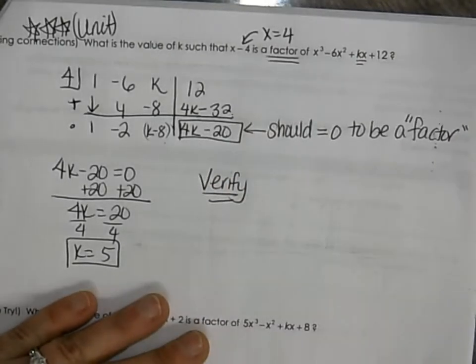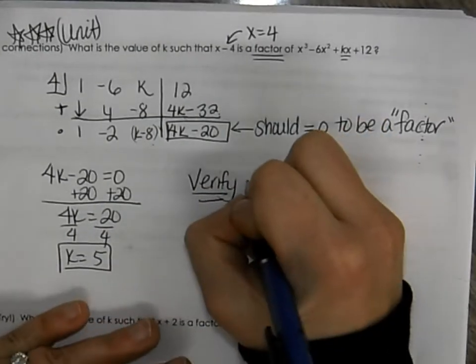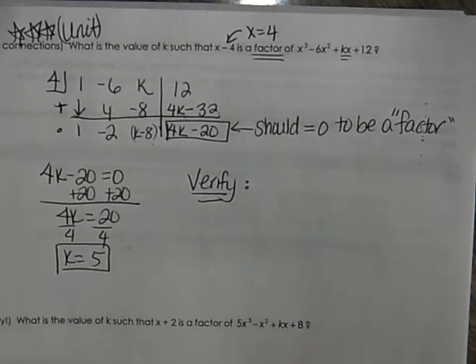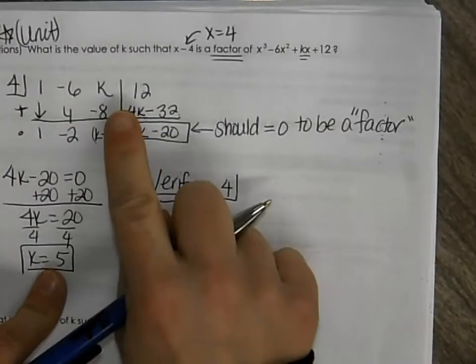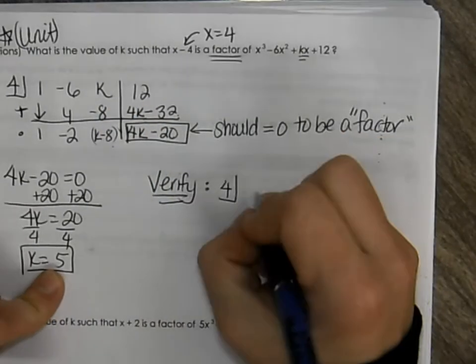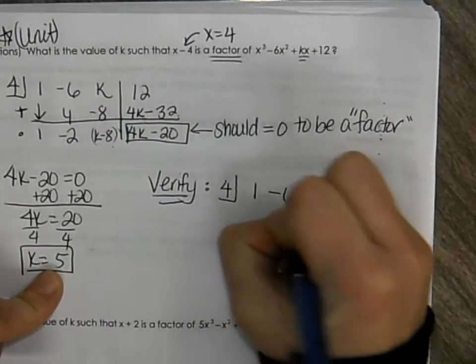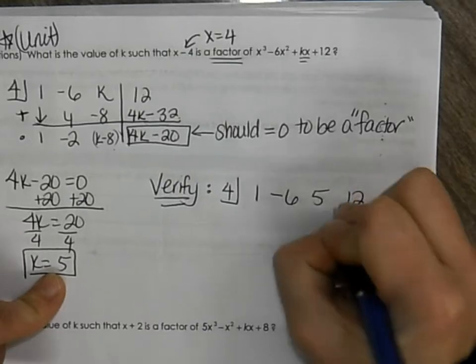So now what I'm going to do is verify that this is true. I'm going to verify that k should equal 5 by repeating the whole process again. I'm going to put 4 back inside of the box, and I'm going to replace the letter k with the number 5. And I'm going to write 1, negative 6, 5, and 12.